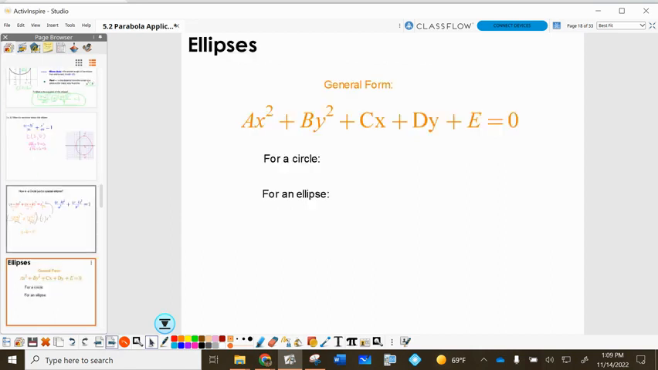All right, so then if we're in general form here for a circle, we've got ax squared plus by squared plus cx plus dy plus e equals 0. For a circle, a is equal to b. For an ellipse, a is not equal to b, but a and b have the same sign. A and b have the same sign.